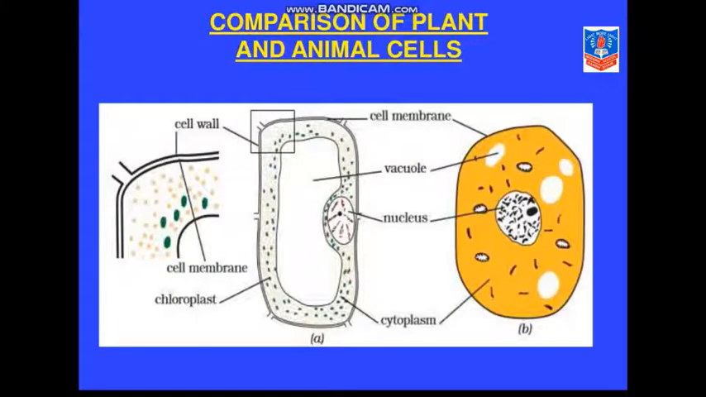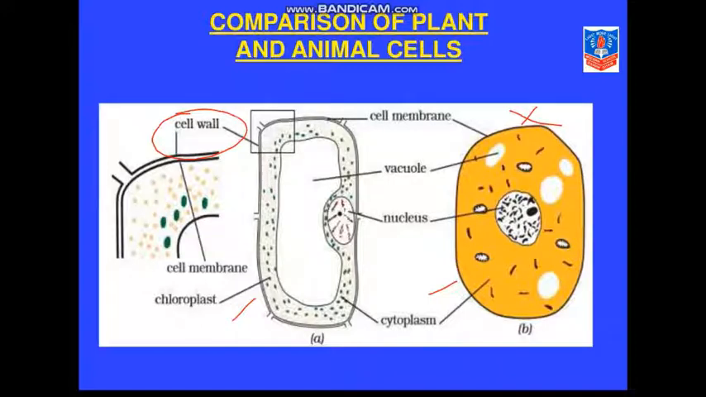Comparison of plant and animal cells. Now you can see, figure A shows you a plant cell and figure B is an animal cell. You can see this is a plant cell and this one is an animal cell. Cell membrane दोनों में होती है, कॉमन होती है, but plant cell में एक optional है सेल वॉल जो animal cell में नहीं है. सेल मेम्ब्रेन दोनों में होती है. सेल मेम्ब्रेन के बाहर प्लांट सेल में होती है सेल वॉल.